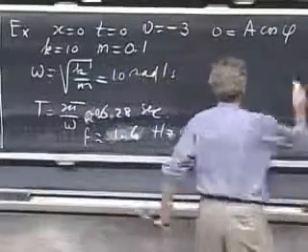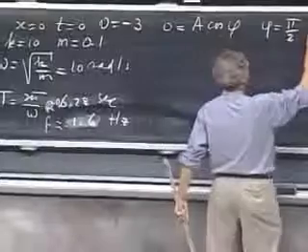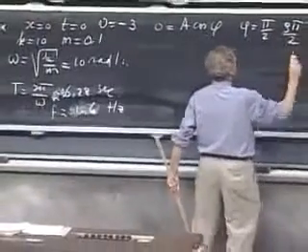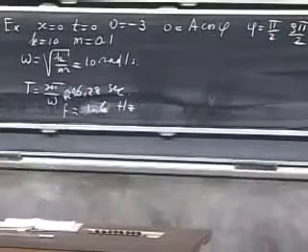So the only solution is that cosine phi is 0, and so that leaves me with phi is pi over 2, or phi is 3 pi over 2. That's the only two possibilities.